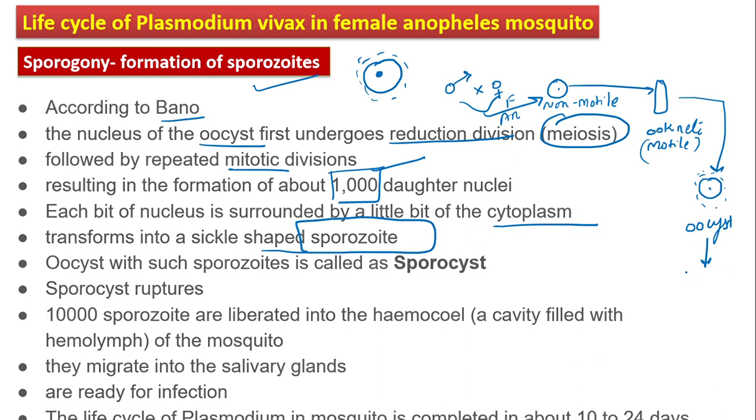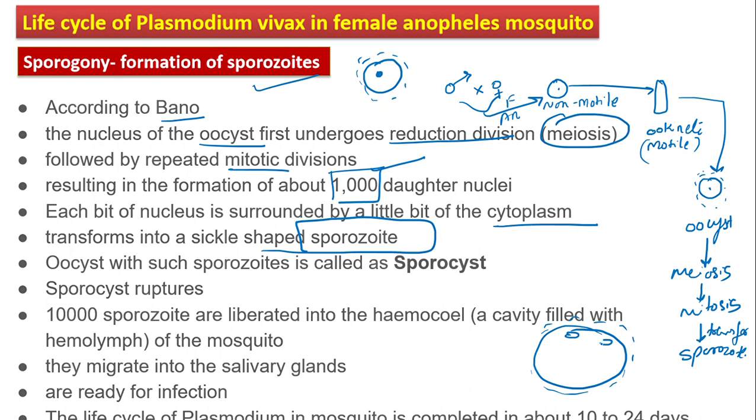It undergoes karyokinesis. First meiosis division will occur, meiosis followed by the mitosis and which results into the daughter cells, 1000 daughter cells. Now these daughter cells are going to transform into sickle shaped structure. We call it as sporozoite. Transform into sporozoite, right?